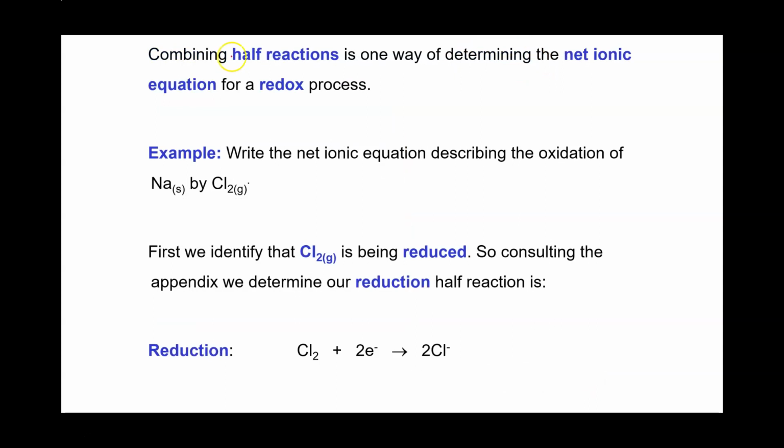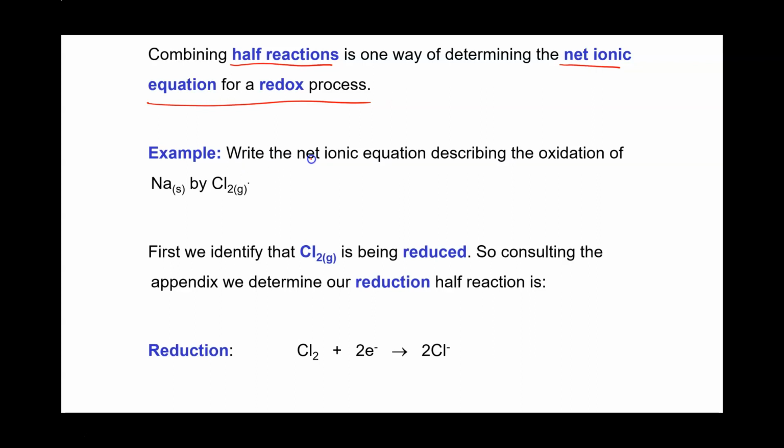So one way that we can balance half reactions, that you haven't actually seen before, is to combine half reactions, and that'll give you the net ionic equation for a redox process. Sometimes that can be a quick and dirty way of getting a balanced redox reaction, is to just pull some half reactions from these tables. So this example illustrates that.